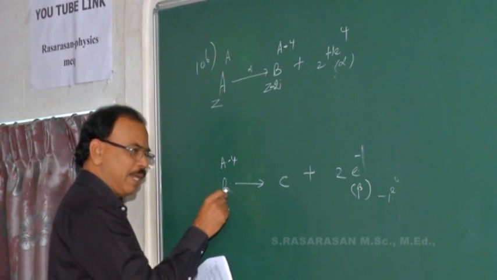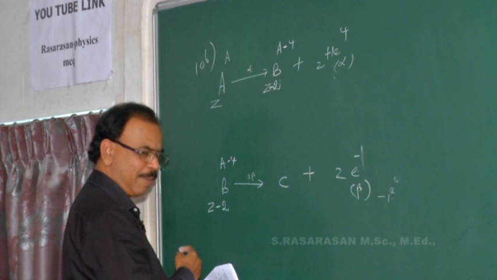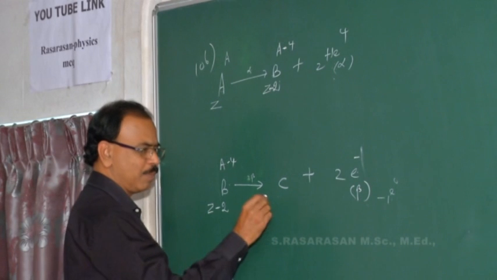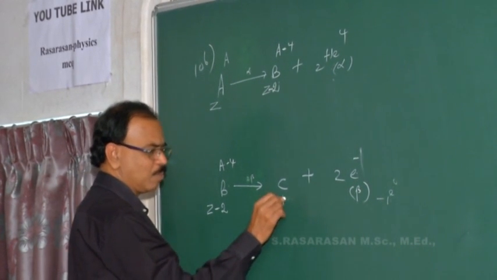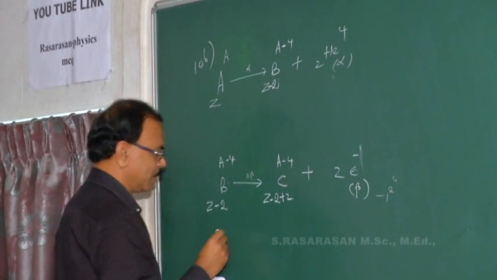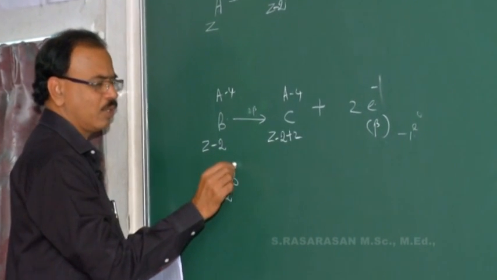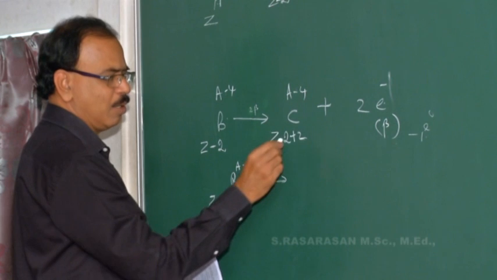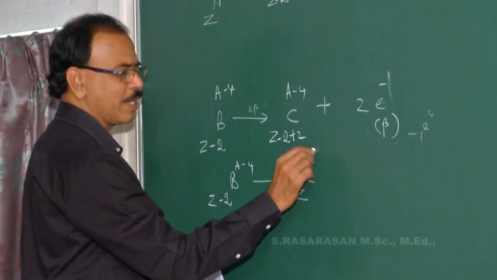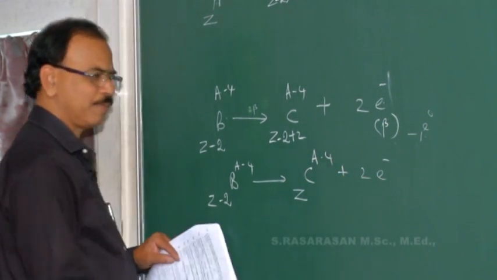So for this B disintegrating into C by emitting 2 beta particles, 1 beta emitted means 1 increase, 2 beta emitted means 2 increase. So Z minus 2 plus 2, where the mass number remains same. It will remain as it is. So I am repeating this step to make it easy for you: Z minus 2, A minus 4 gives plus 2 minus 2 cancel, isn't it? Yes. See, A minus 4 plus 2 electrons, that is beta particle.